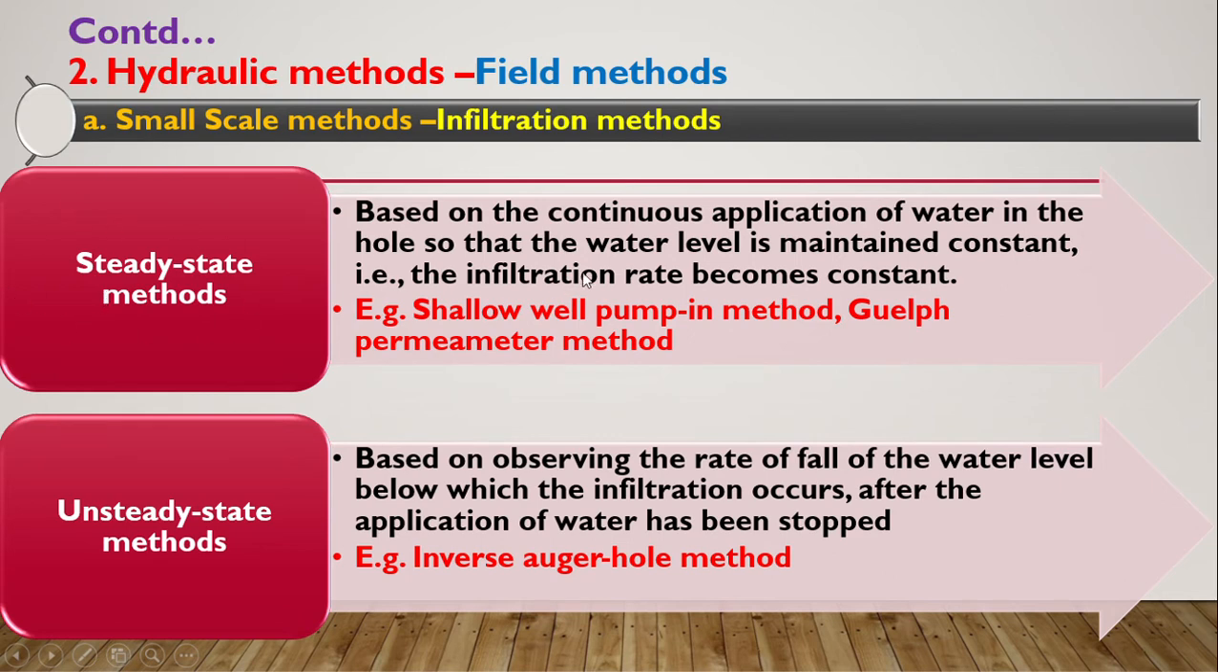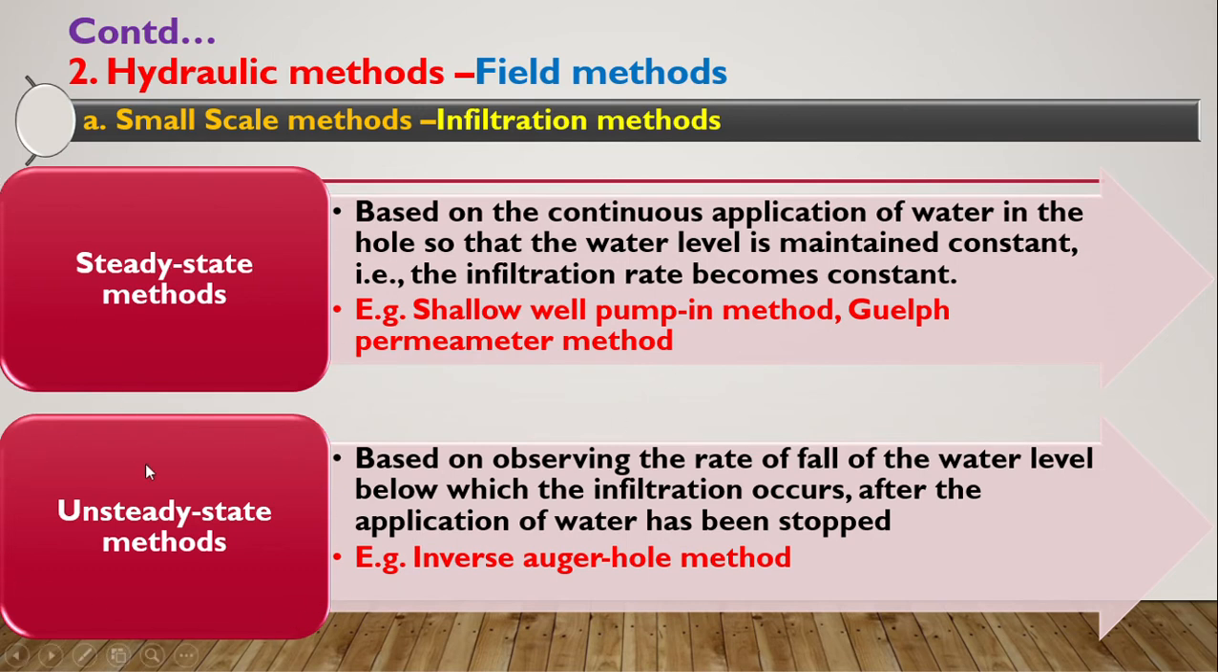In that method, we will continuously apply the water, as in the case of the constant head permeameter method. We will maintain a constant head of water above the soil and we will measure the rate of decrease of water. So that is the steady state method.